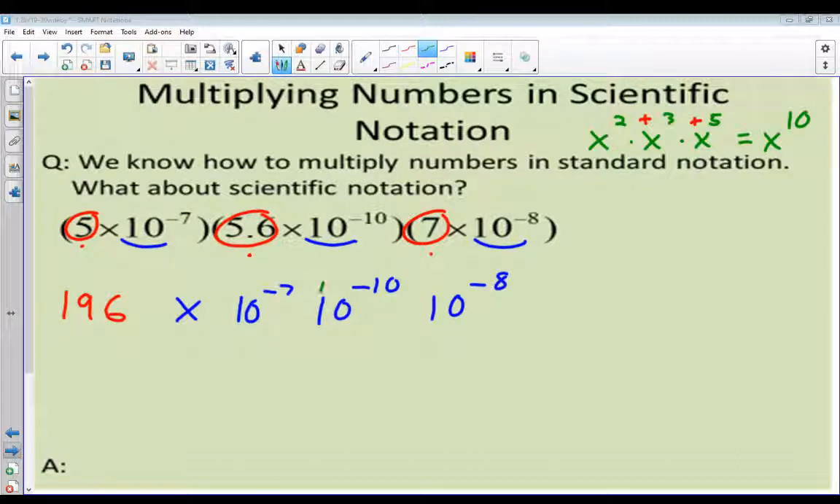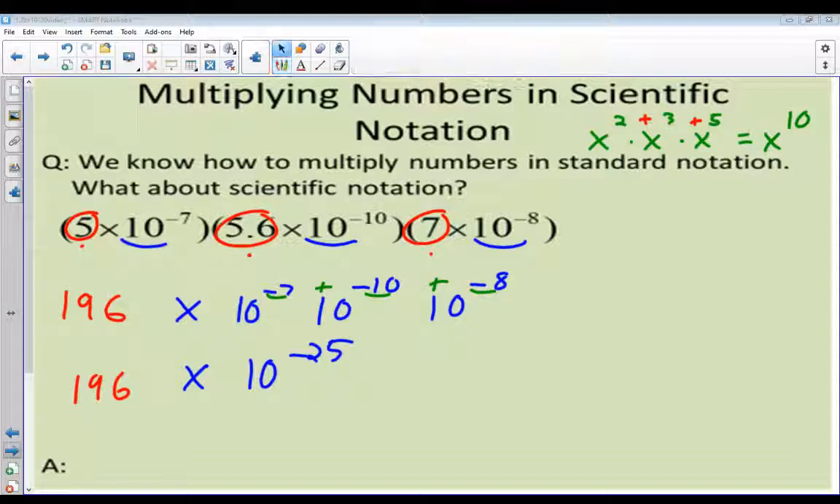With these, you can do the same thing. Just take the negative 7, negative 10, negative 8, and just add them together. And when you do that, you should just get 196 times 10 to the power of negative 25. And just like that, most of the work is done.